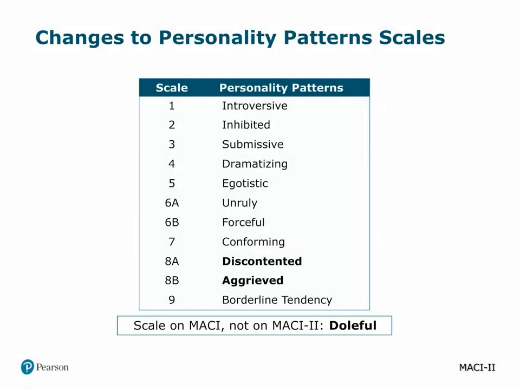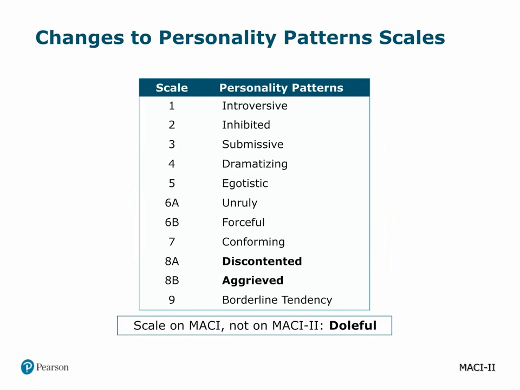11 of the 24 clinical scales assess stable and enduring personality patterns. In Millon's theory, the personality patterns are key because they represent our overall capacity to perceive and to cope with our psychosocial world. The MACI-II personality pattern scales correspond to many of the personality disorders recognized by the DSM-5.